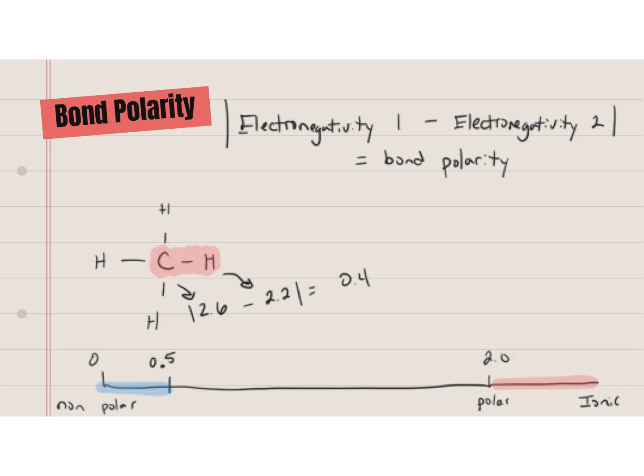Now, anything less than 0.5 is technically considered nonpolar. Even though it might be a small difference like 0.01 or 0.02 or 0.03, we call this a nonpolar covalent. So in the example that I just did, a difference of 0.4 would be considered a nonpolar covalent bond. But anything greater than 0.5 up until about 2.0 is considered a polar covalent bond. And anything greater than a difference of 2.0, as we talked about, is ionic.